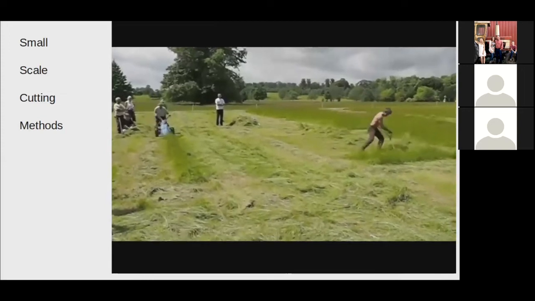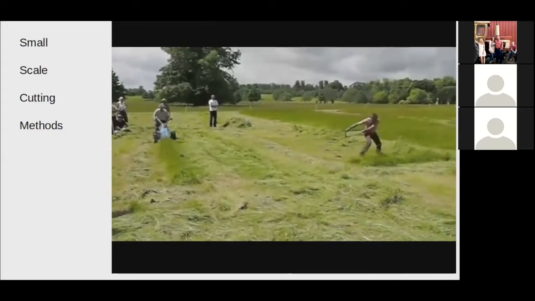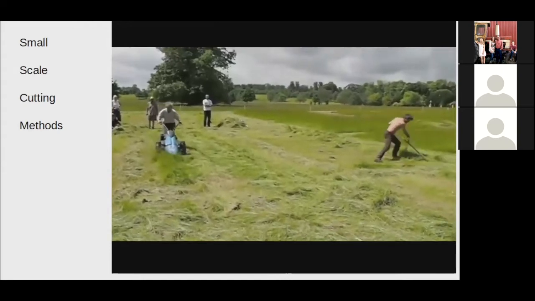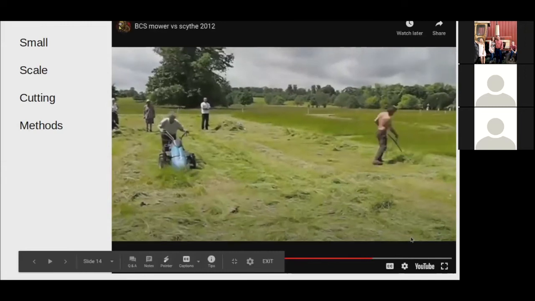We're going to show some storage methods for this in a little bit, but the point here is that you need to scale your equipment to what makes sense for your operation, and there are different options.